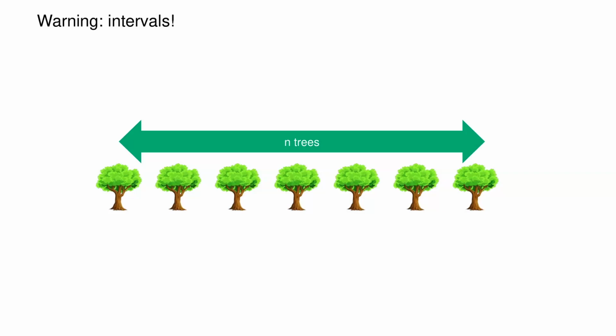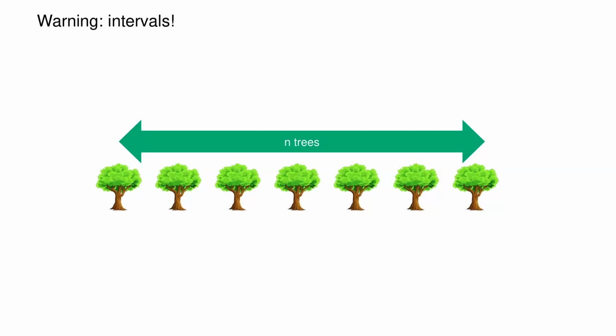Now, a bit of warning. How many trees do I have here? 1, 2, 3, 4, 5, 6, 7, right? So I have 7 trees. That would be my subtrees at a certain node. 7 trees. How many intervals do I have? Who thinks 7? Who thinks 6? And it's 6, right? It's 1 less than the number of trees. So if we have 7 trees, we have 6 intervals.